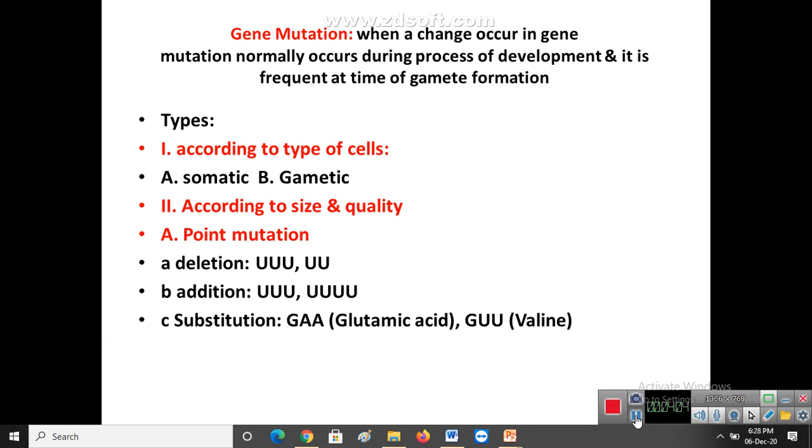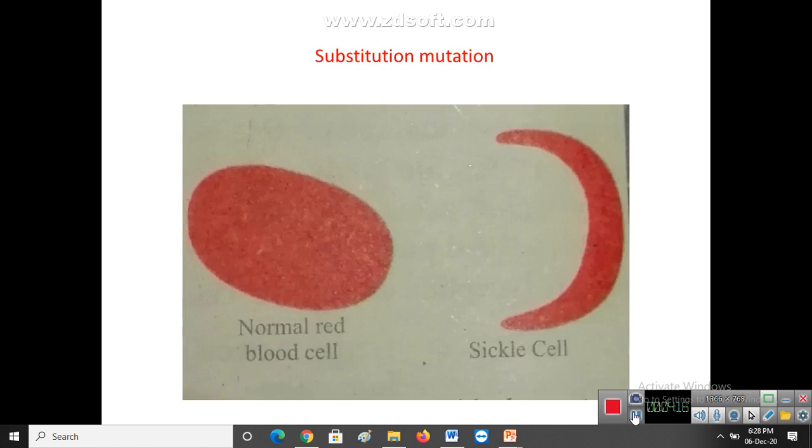When a nucleotide of a triplet is replaced by another nucleotide, it is called substitution point mutation. The example of the substitution mutation is sickle cell anemia. The normal RBC is flexible and disc shaped, but in the case of sickle cell anemia, the red blood cells become more stiff and curved in the shape of an old farm tool that is known as sickle. Because of this shape of the red blood cell, the disease is known as sickle cell anemia.